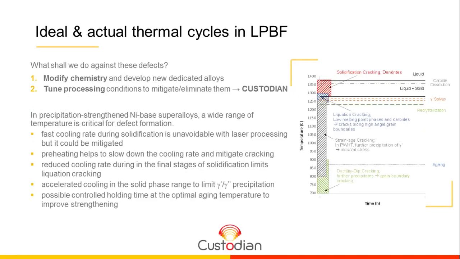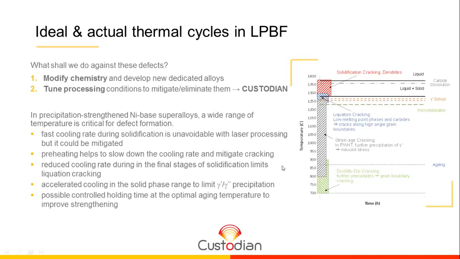Now, what do we do finally against these defects? There are two basic routes, I would say. One is modifying the chemistry of the alloy. It's a very challenging and time-consuming strategy, which requires a lot of qualification and certification for the new material. This is not our route. Our strategy is more toward fine-tuning the processing condition in order to mitigate the cracking phenomenon. And this is the objective of the Custodian project.